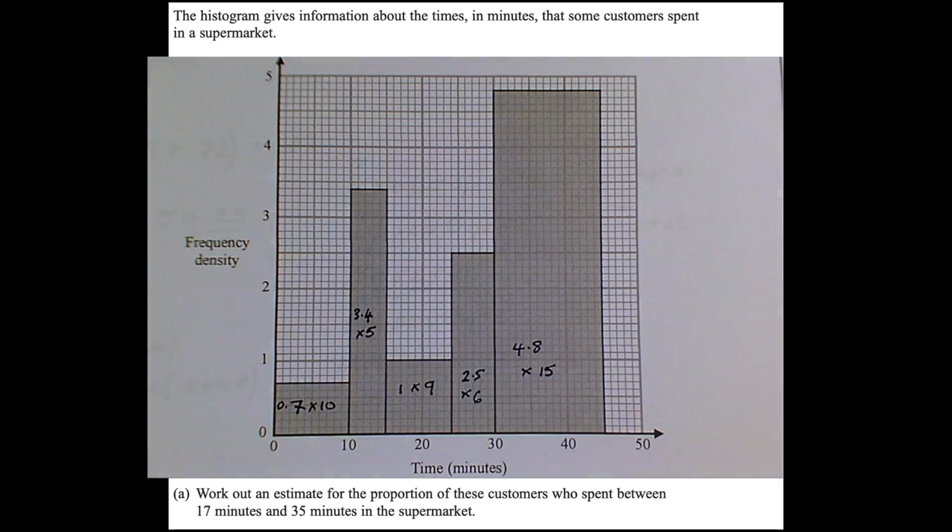Okay, so I've got a total area of 120. That means that there are 120 people represented in this diagram. Now, it's asked us specifically for between 17 minutes and 35 minutes. So if I look for 17 minutes and mark it on my diagram, I can see I've got 2 new rectangles to work out the area for, and the middle one is going to be the same, isn't it?